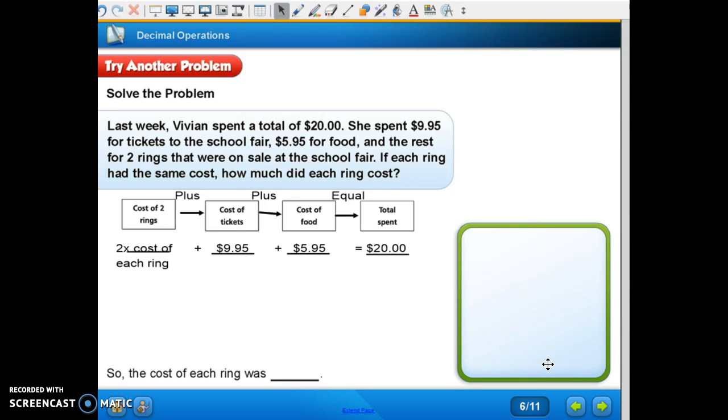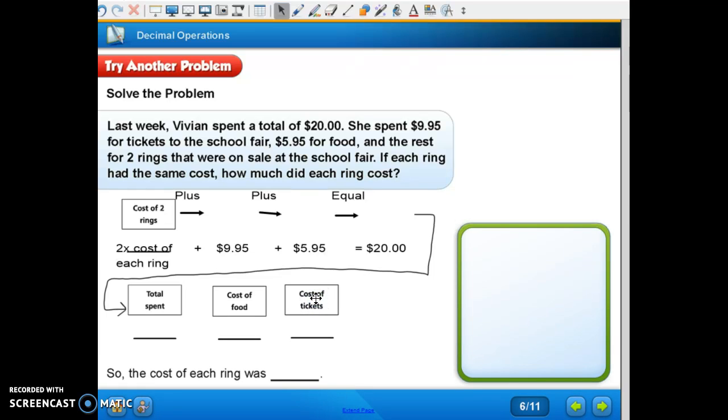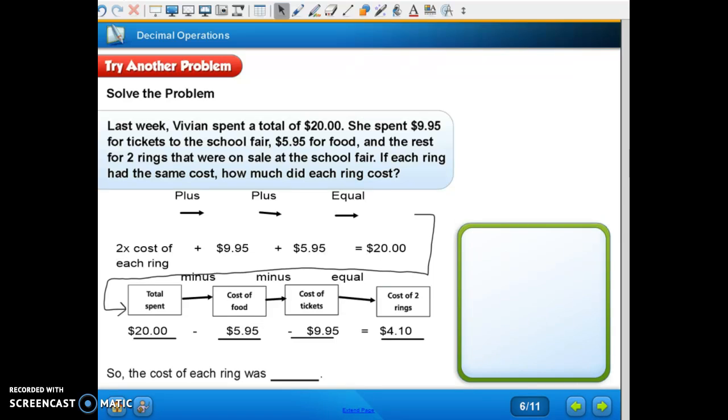Okay, now, in order to complete our flow chart, what's our strategy? To work backwards. Okay? So I'm going to start with my total spent, my cost of food, my cost of tickets, and my cost of 2 rings. Okay, so when you get the second part of your flow chart built, you should have your total spent $20 minus the cost of your food, $5.95, minus the cost of your tickets, $9.95, and then it equals $4.10.